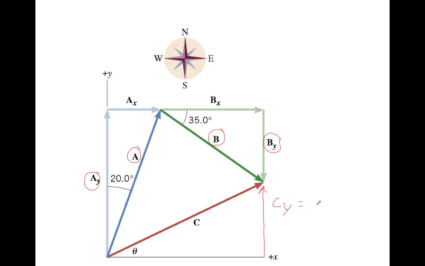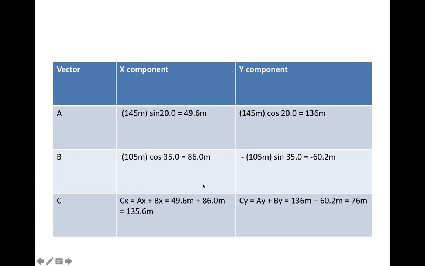So CY equals AY minus BY. And you can see here that the X component is equal to AX plus BX because they're both pointed to the right. So the math just reflects that.